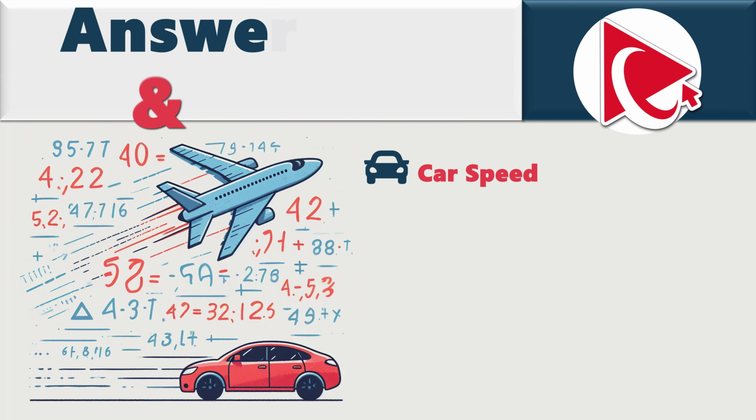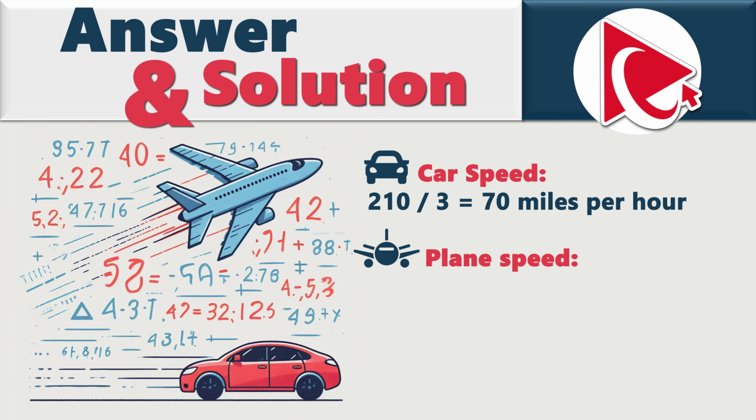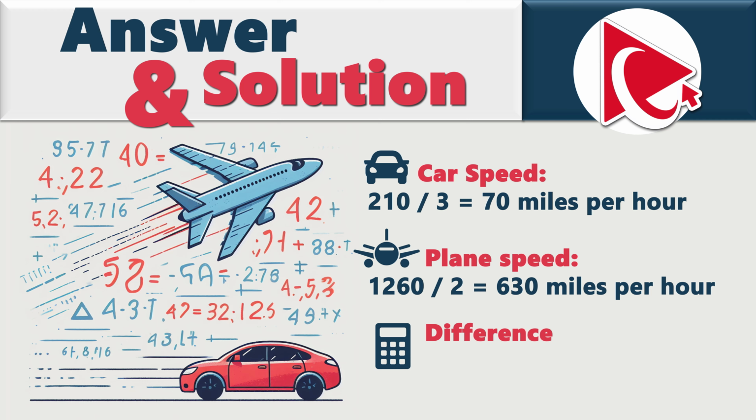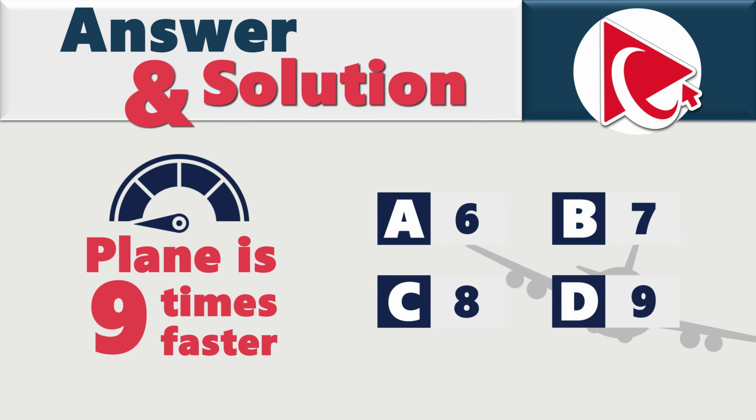The car speed can be calculated as 210 divided by 3, which would be equal to 70 miles per hour. The plane speed can be calculated as 1260 divided by 2, which equals 630 miles per hour. So the difference between the plane and the car would be 630 divided by 70, speeds of the plane and the car, which would be equal to 9, which means the plane is 9 times faster than the car. So the correct answer here is choice D, 9.